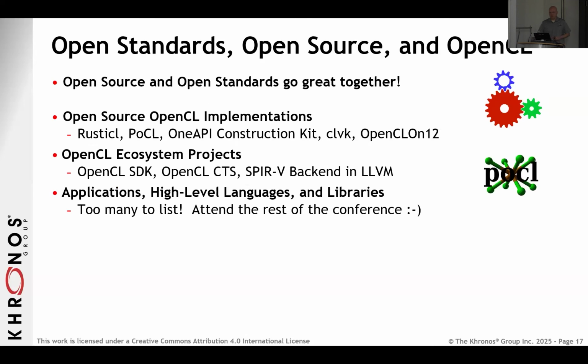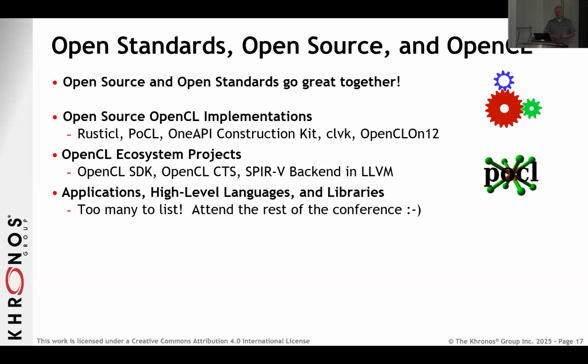And finally, one of the more exciting developments I've seen in 2025 is all of the open source development around OpenCL. Open source and open standards like OpenCL really do go great together. Obviously, this includes open source OpenCL implementations such as the Rusticl work in Mesa, the enhancements to PoCL and the oneAPI Construction Kit, plus the layered implementations like CLVK and OpenCLOn12.